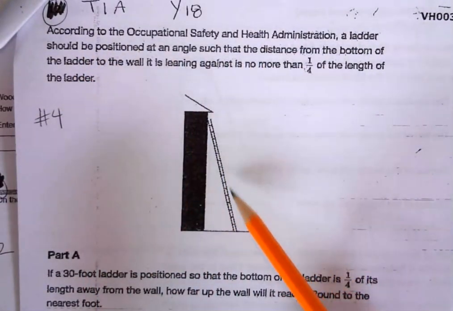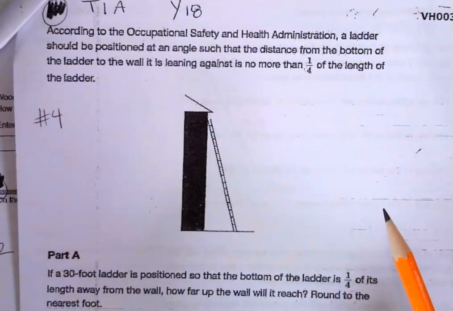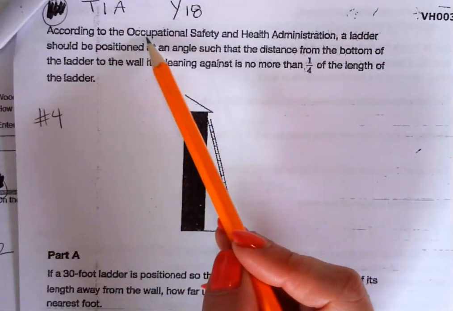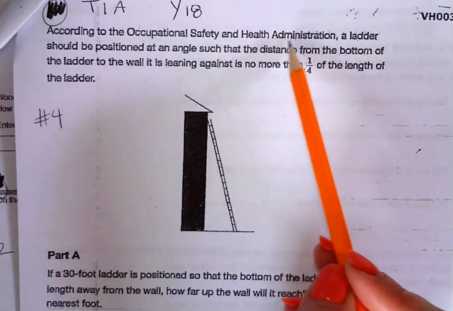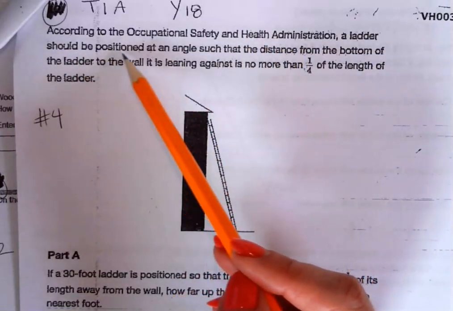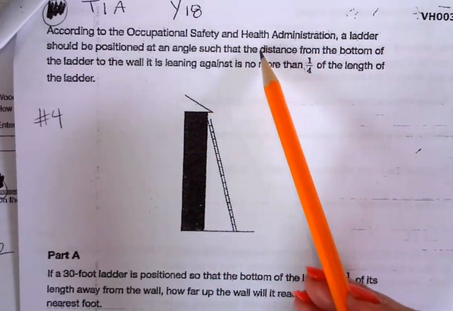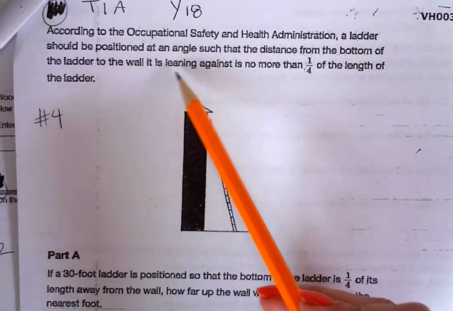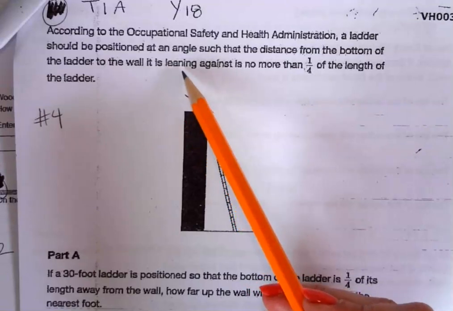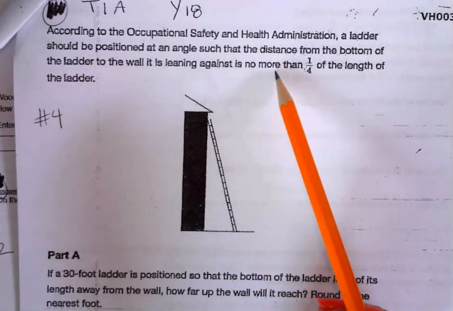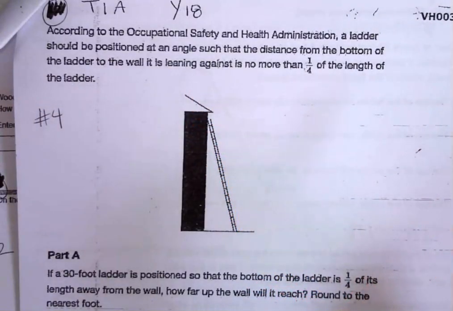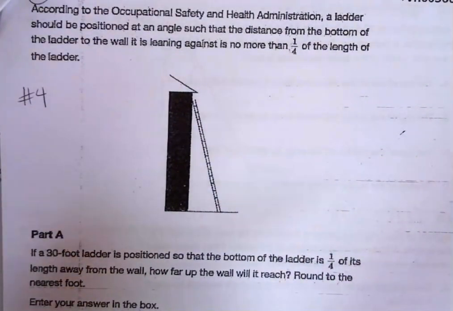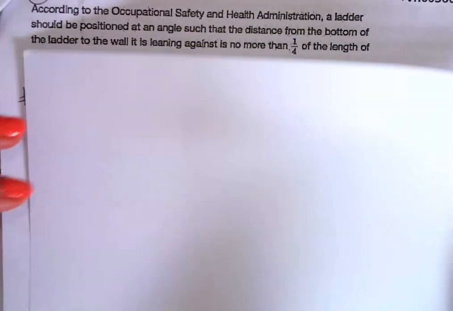We have a ladder, and according to the Occupational Safety and Health Administration, the ladder should be at an angle such that the distance from the bottom of the ladder to the wall it is leaning against is no more than 1/4 of the length of the ladder. Okay, so first step, remember you're going to be taking this on a computer. So first step is you want to draw a picture.